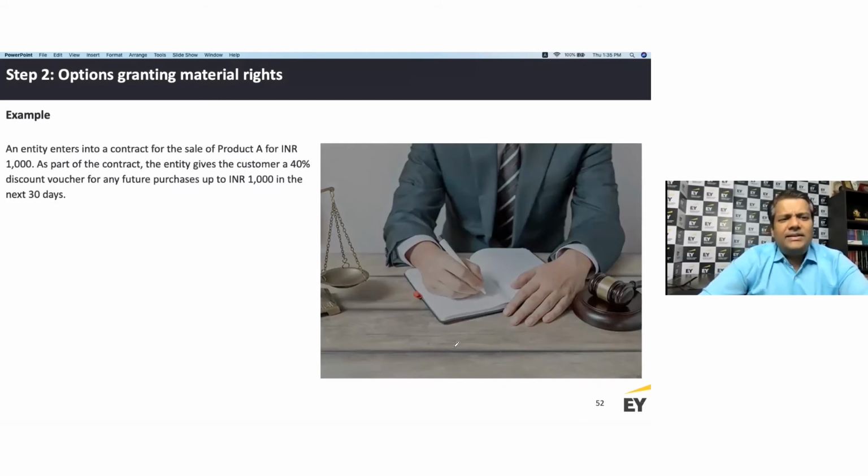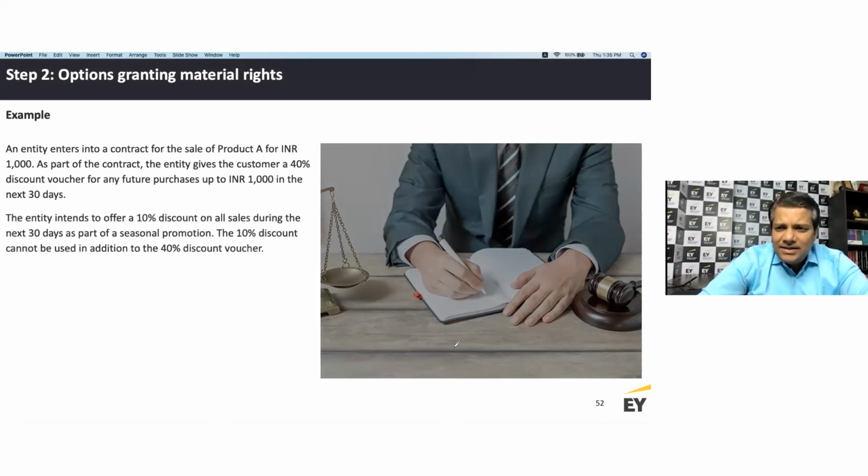So an entity enters into a contract for the sale of product A for INR 1,000. As part of the contract, the entity gives the customer a 40% discount voucher for any future purchase up to INR 1,000 in next 30 days. If you were to buy in next 30 days, you will get a 40% discount. The entity intends to offer a 10% discount on all sales during the next 30 days as part of a seasonal promotion. The 10% discount cannot be used in addition to the 40% discount voucher.